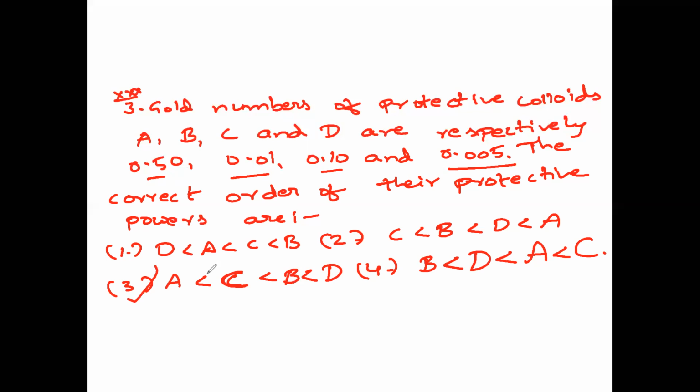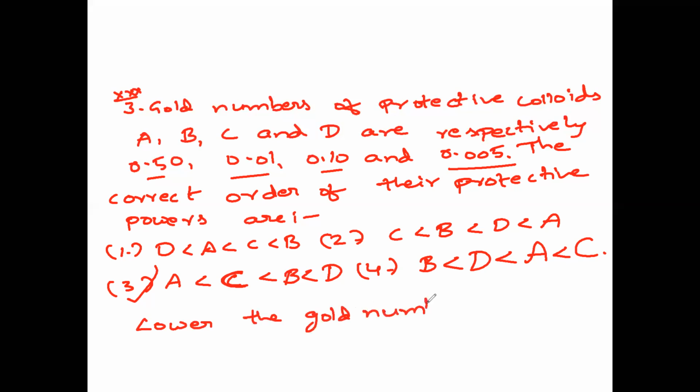So here, what is the answer? Lower the value. Here, A value is 0.5 and least is 0.005. So A is less than C, 0.10 least. So lower the gold number value.